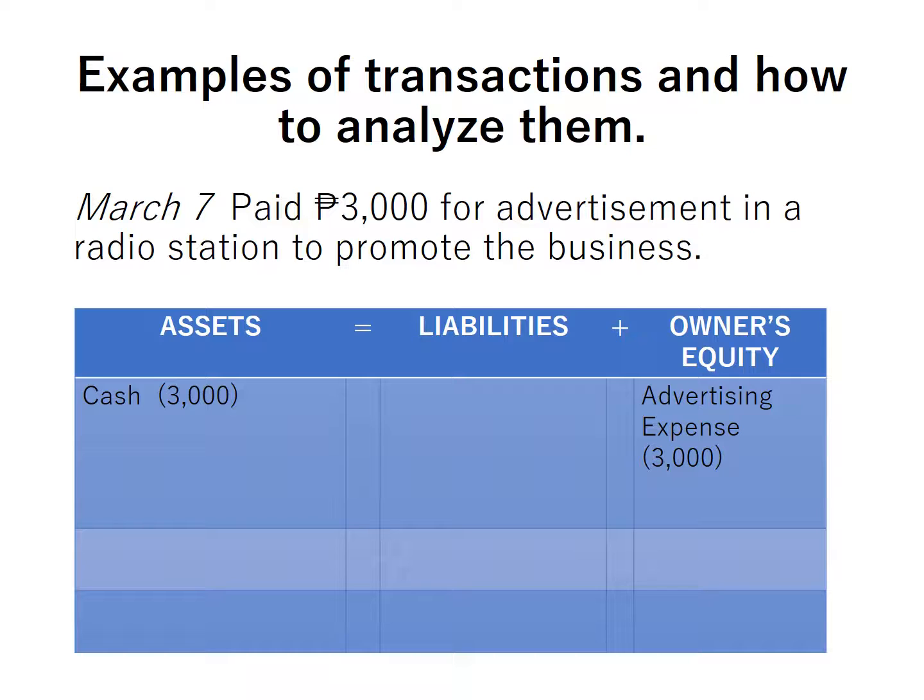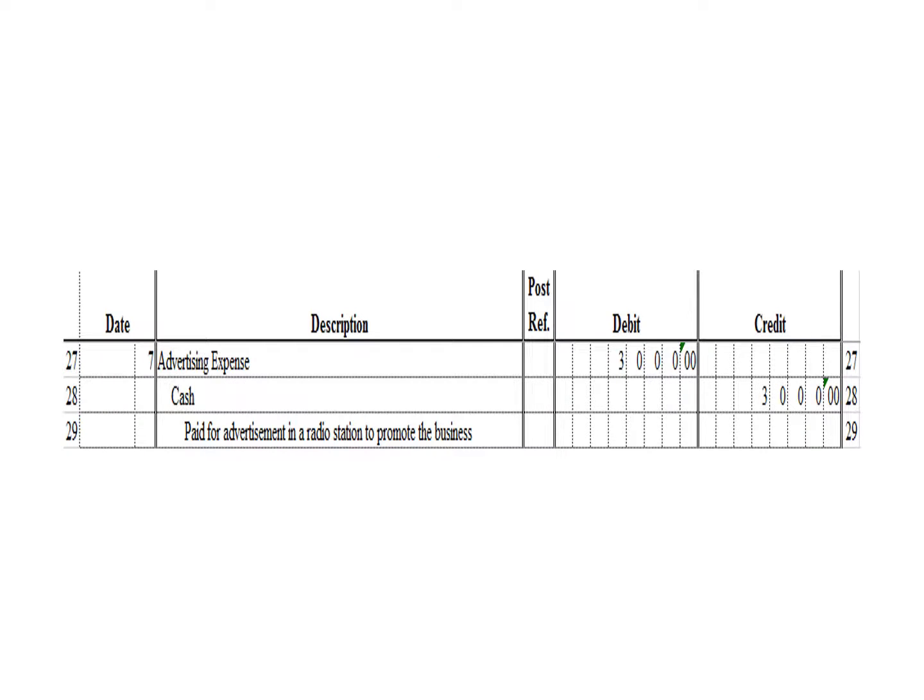March 7, the business paid 3,000 pesos for advertisement in a radio station to promote the business. Cash decreased by 3,000 pesos. Advertising expense increased by 3,000 pesos. Again, in journalizing this transaction, we are no longer going to relate advertising expense to owner's equity. So advertising expense increased by 3,000 pesos.